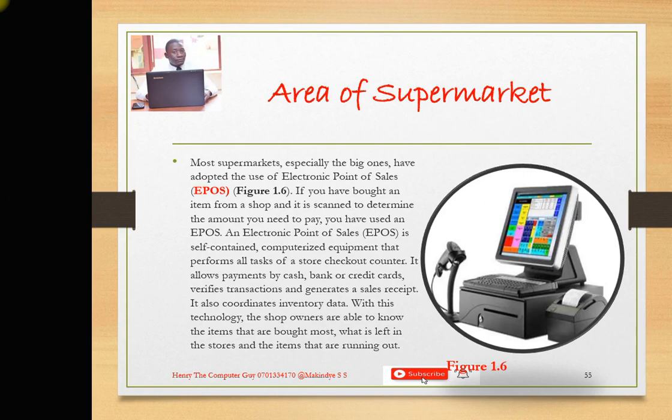So there are always most cases used in the supermarket. The electronic point of what? Point of sales. So if you have ever used or come across that, it is what we call an electronic point of sales, and mostly we use them in the supermarkets. Let's continue.